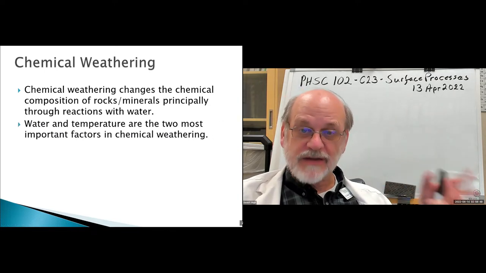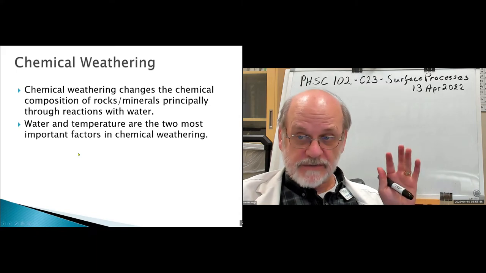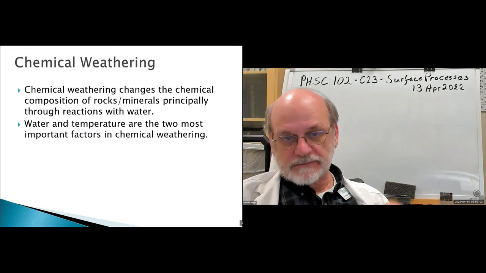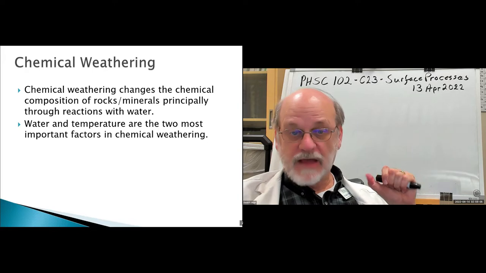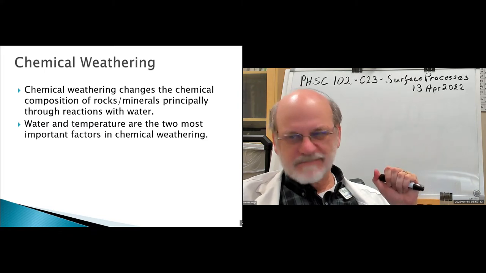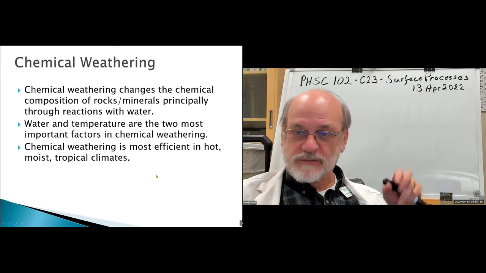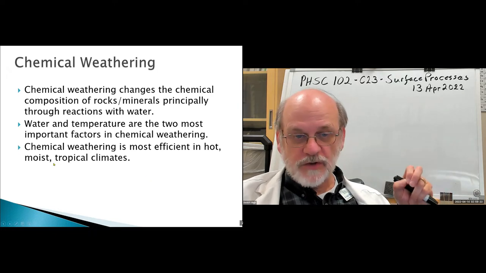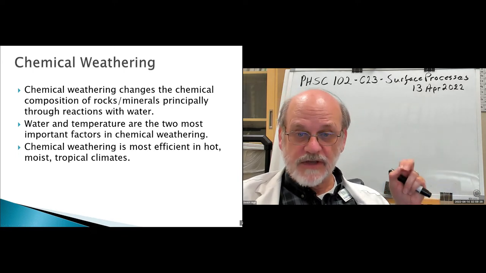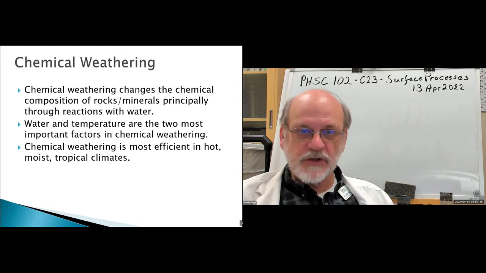So in this case, water and temperature are the most important factors for chemical weathering. And temperature is an important factor simply because reactions occur faster as the temperature increases. And water is often named the universal solvent. Right, it's not universal, but it does dissolve a lot of things. So this chemical weathering is more efficient when the temperatures are hot, when there's lots of moisture, and that's tropical climates. So the weathering rate in tropical climates is much, much faster than it is in temperate and frigid climates.